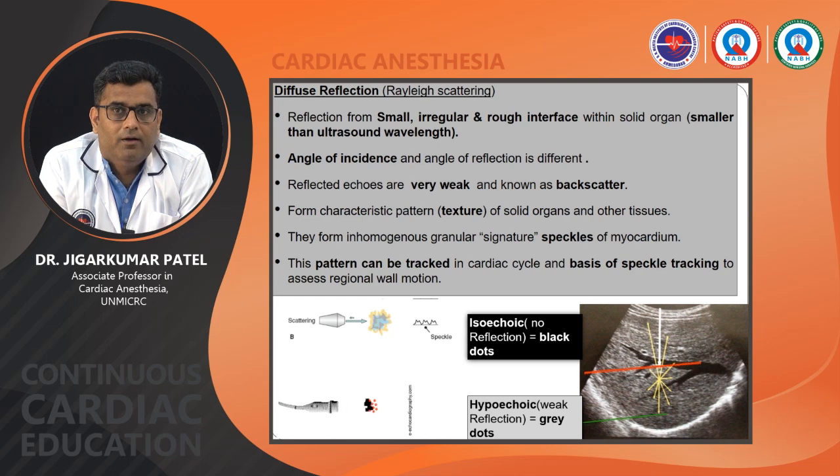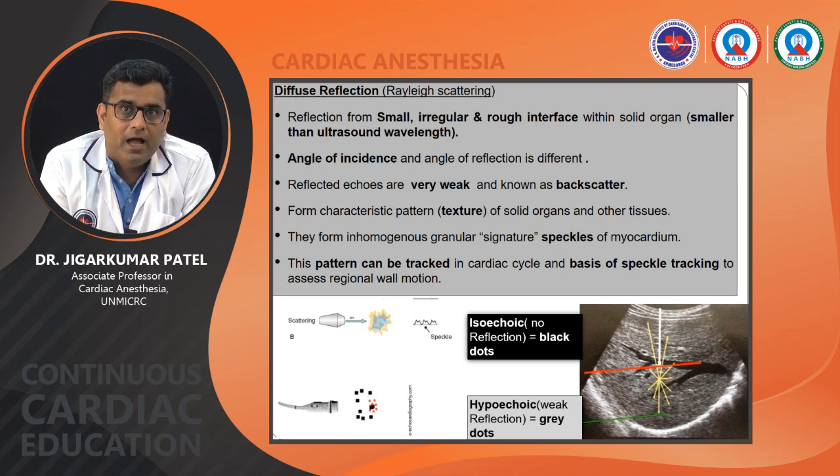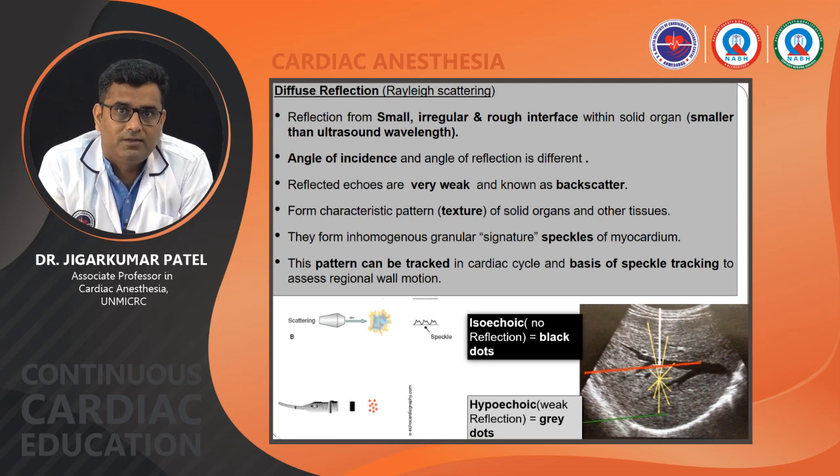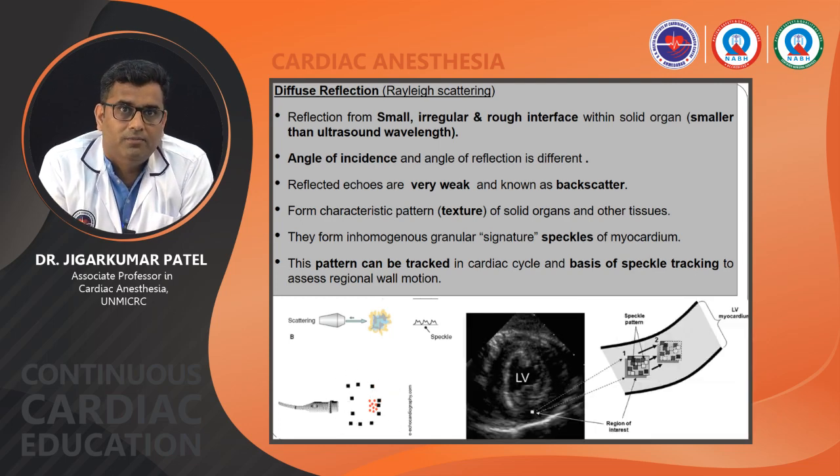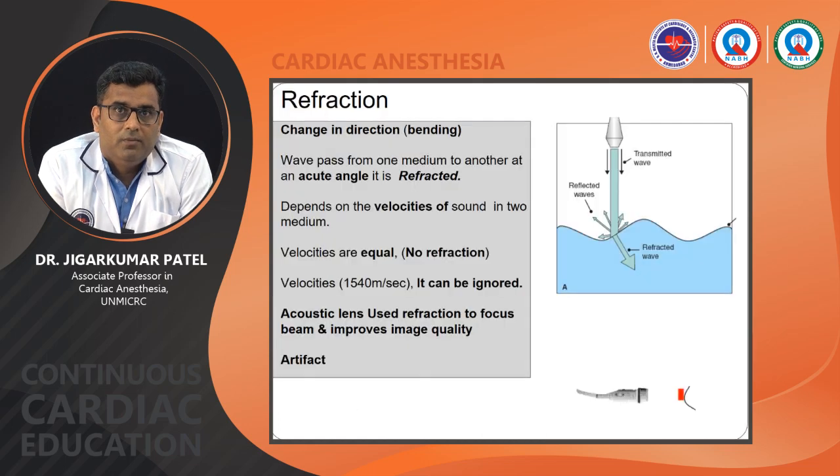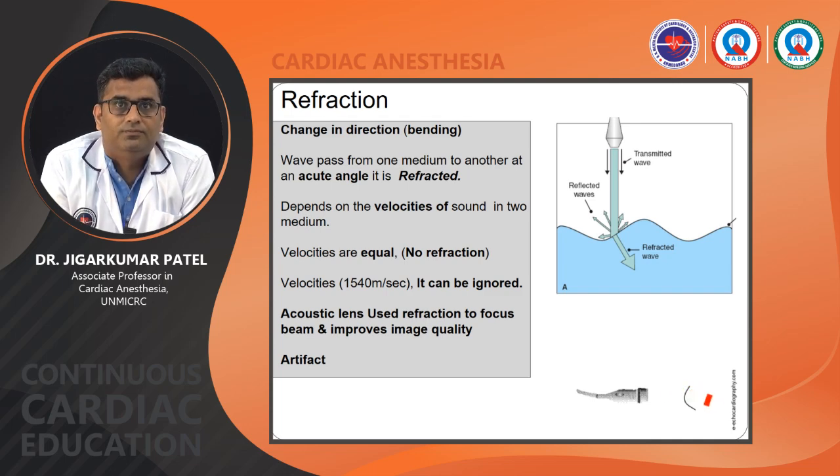So if in the image there is a vascular component, then there is no reflection and it will show as anechoic, and the other part of this diffuse reflection forms the texture of the organ, so it will appear as hypoechoic or weak reflection, and you can see it as gray dots in the image. They form an inhomogeneous granular signature, the speckle, in the myocardium, and this pattern can be tracked in the cardiac cycle, and it is the basis of speckle tracking to assess regional wall motion.